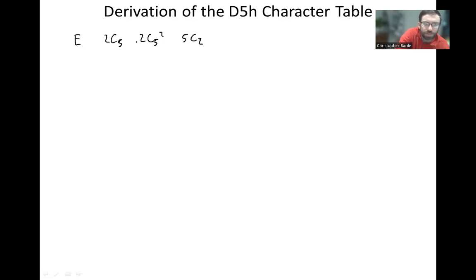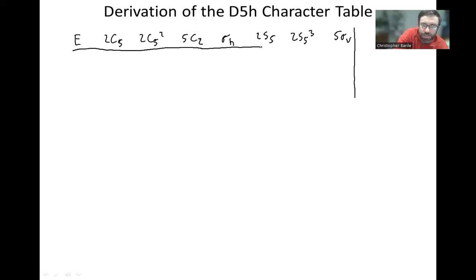So we have our identity, our two C5s, two C5-2s, our 5 perpendicular C2s, sigma H, that's a horizontal mirror plane, two S5s, improper rotation axes, and then also the two S5 3 times, and the 5 sigma Bs. So those are the 8 classes. Leave some room on the right here for functions that we're going to test, to see what symmetry they have. And then on the left side here, we have our 8 irreducible representations.